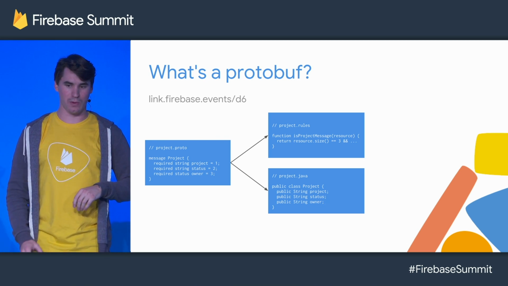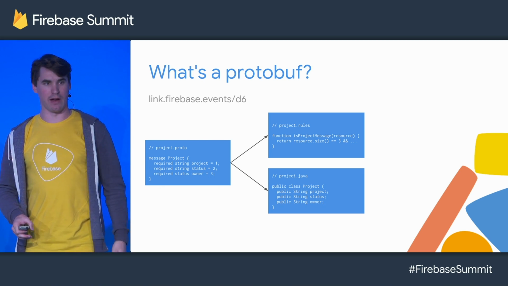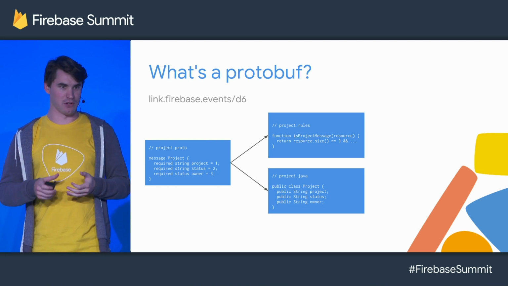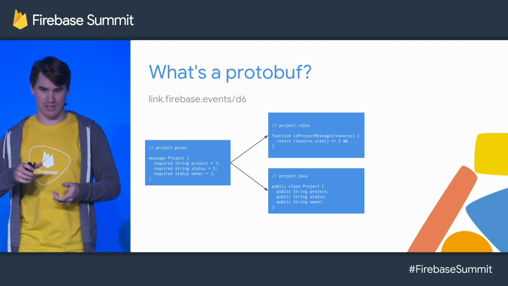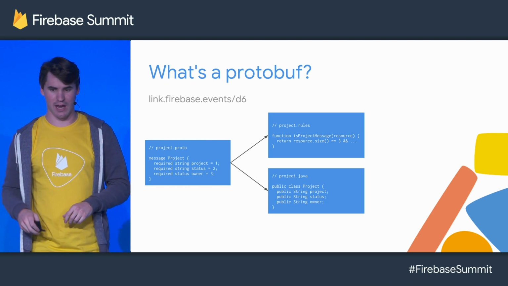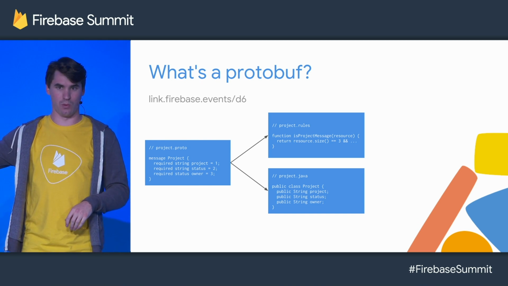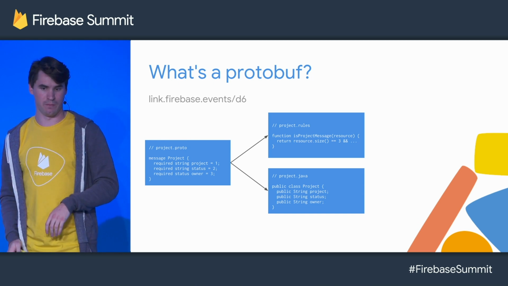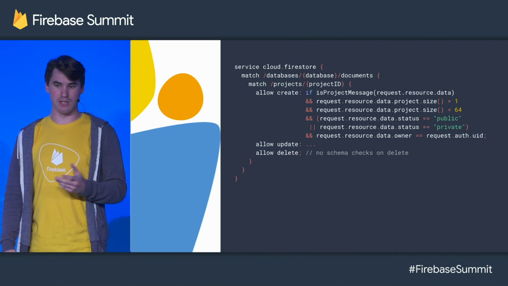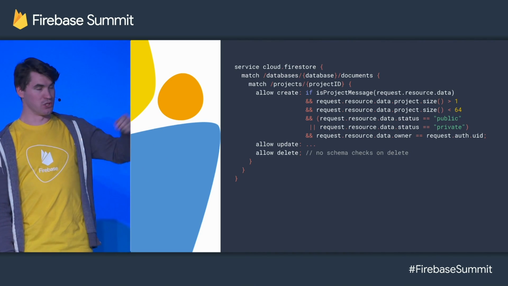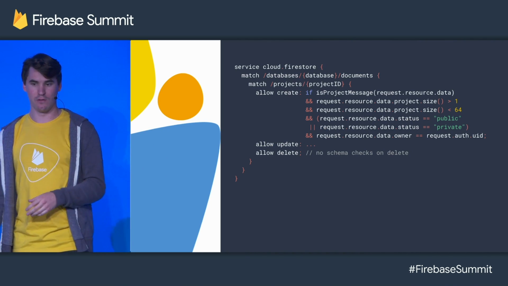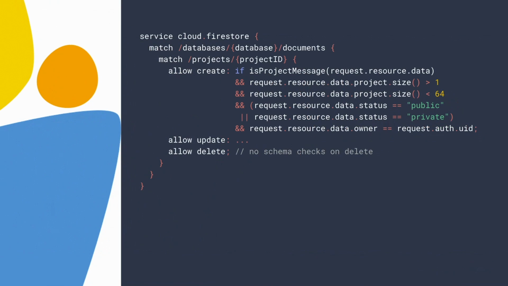So if you go to that link, we have an open source project that will generate all of your rules, as well as JavaScript, TypeScript, Objective-C, Swift, Java, and a couple other classes. So you can actually keep your client-side code in sync with what is being validated on your server. It's really, really cool. So that'll make your life a little easier. We'll just give you the isProject message function that you can use to check that immediately.